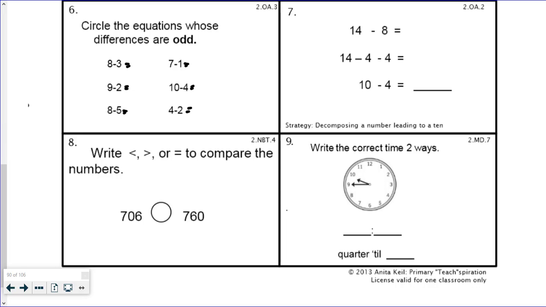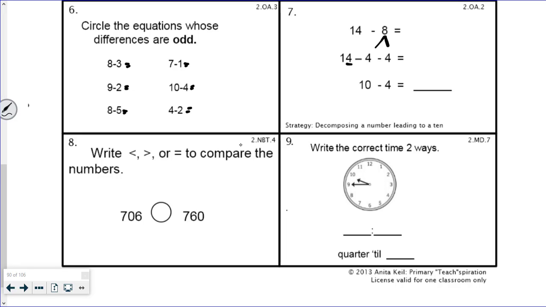Number 7, we're going to decompose a number leading to a 10. So we've got 14 minus 8, and we want to get this 14 to a 10. So we're going to break 8 apart into 4 and 4, because there's 4 ones here that we need to get rid of. And so there's 10 now, because we got rid of the 4 ones. And so now we have 10 minus 4, and then you're going to write your answer there. Pause your video, do number 7.